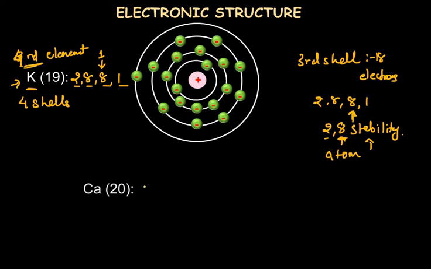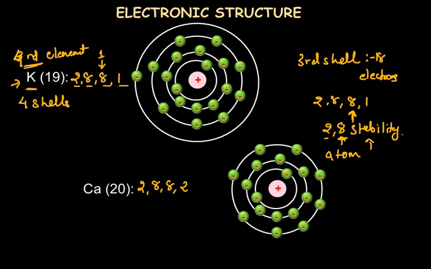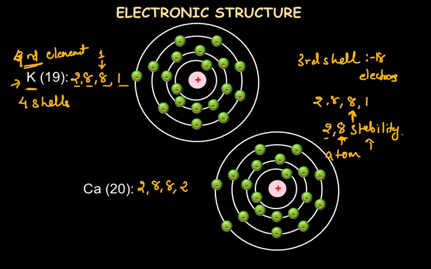So the same rule applies to calcium also, 2, 8, 8 and 2. And so its diagrammatic presentation will be 3 shells with 2, 8 and 8 electrons, and the 4th shell with 2 electrons. And at IGCSE level or 10th level, you're supposed to learn the electronic structure of the first 20 elements itself. So this is how it's done.